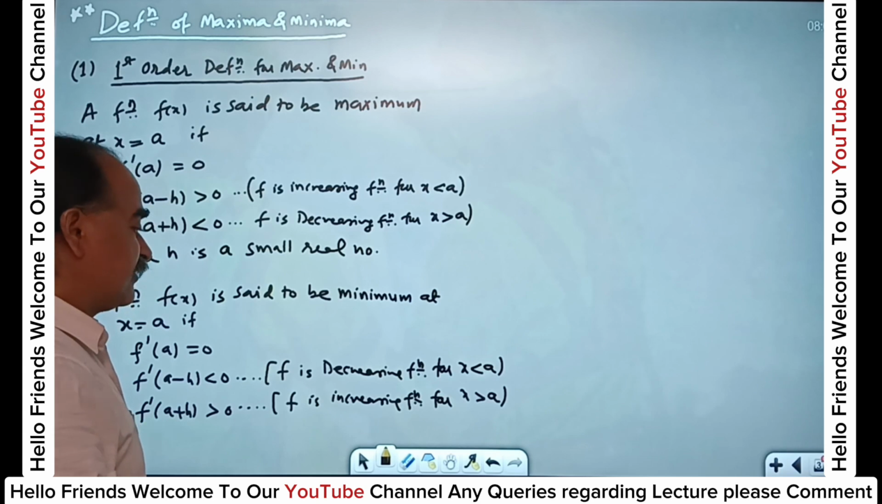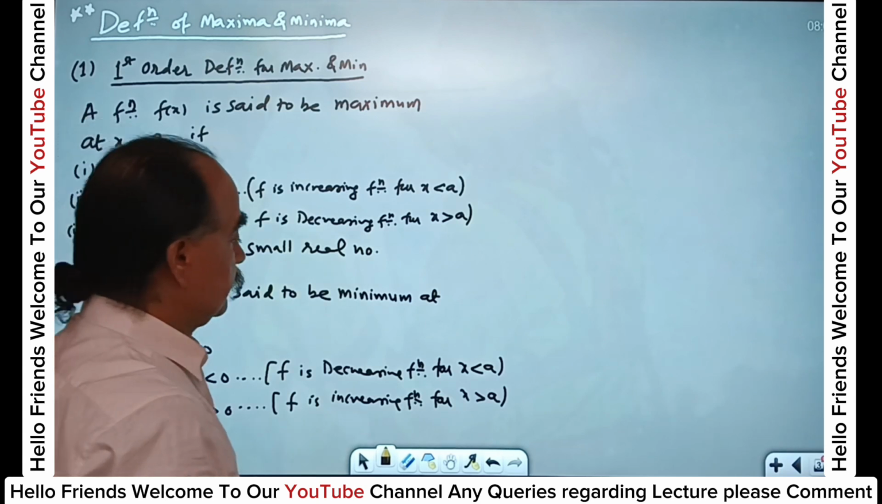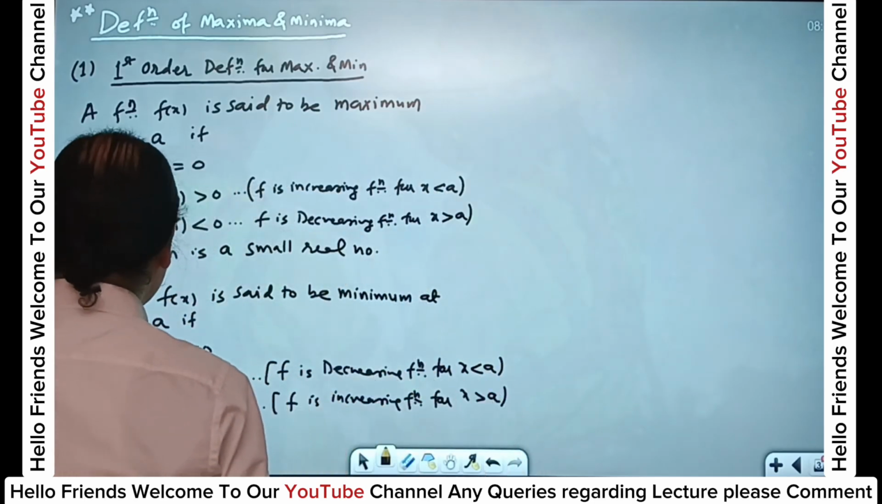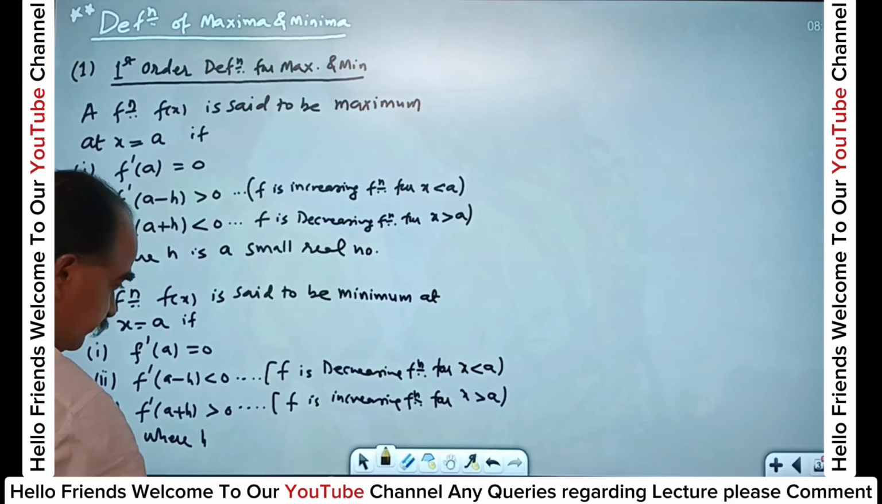So minimum के लिए right side पे decrease होना चाहिए, increase होना चाहिए, और left side में decrease. That is where h is a very small real number.